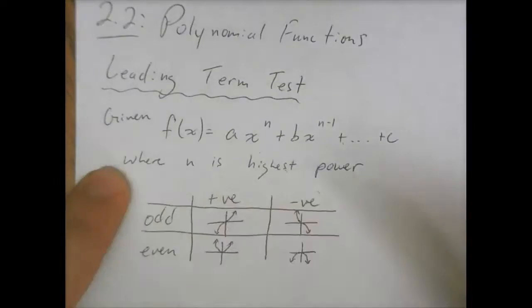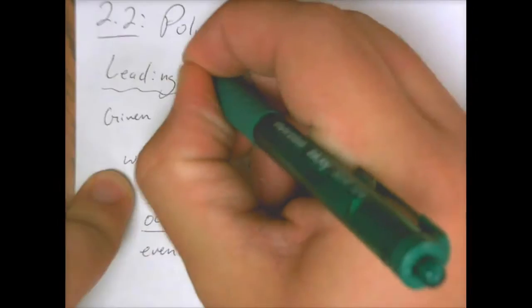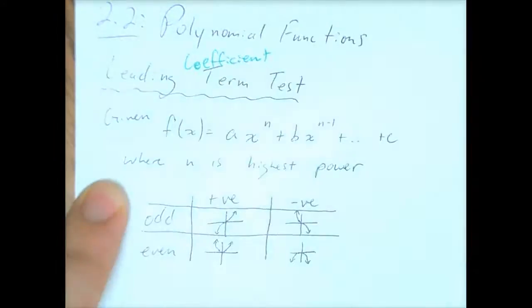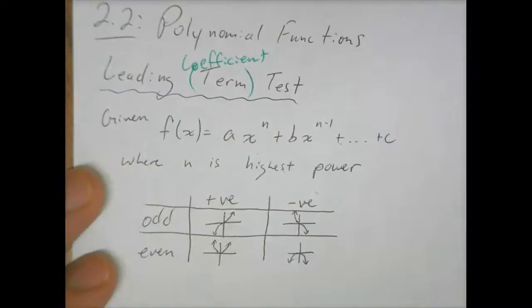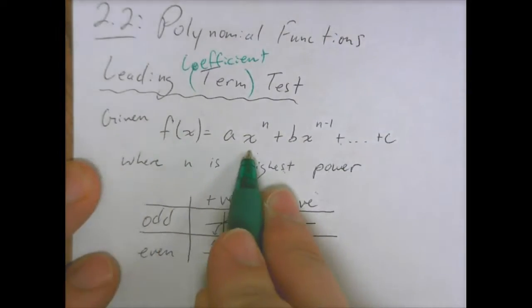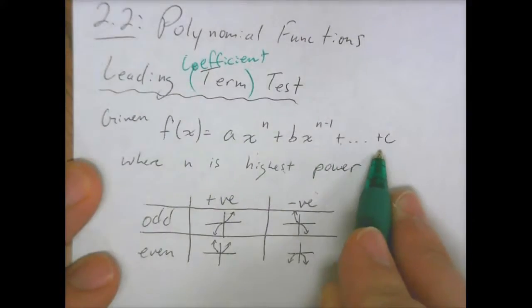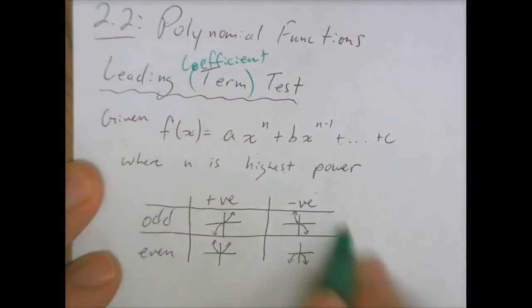Okay, so with this, we have something that we call the leading term test. This is also the leading coefficient test. Some of you may want to look it up online. That's just what our book calls it, the leading term test. So if we are given a function, f of x equals ax to the n plus bx to the n minus 1 plus and so on, plus some constant. As long as n is the highest power, these rules apply.